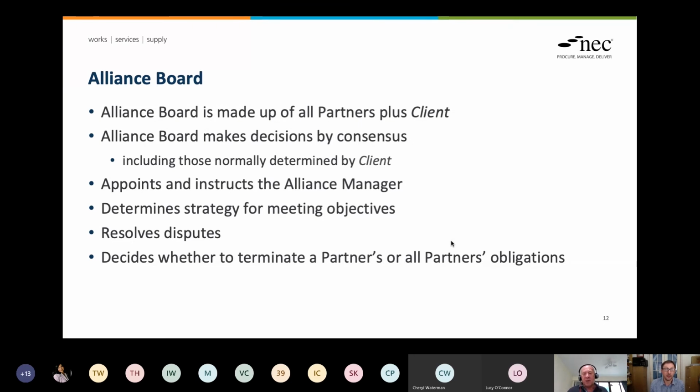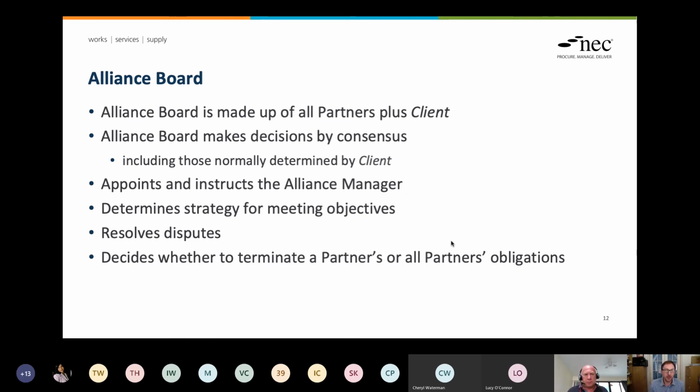But in particular, those on the Alliance board. We need to spend some time understanding the objectives of everybody involved in the project. So other key functions of the board, other than obviously the very important one of making decisions, is appointing the Alliance manager. And of course, that's a decision that the board make, and the board give direction to the alliance manager in what they do.